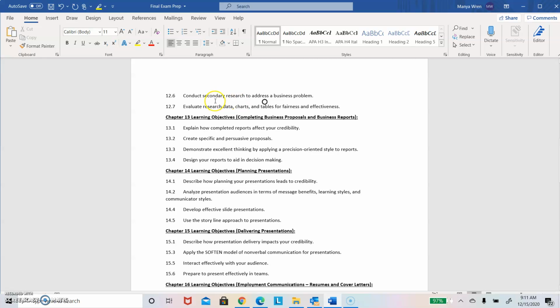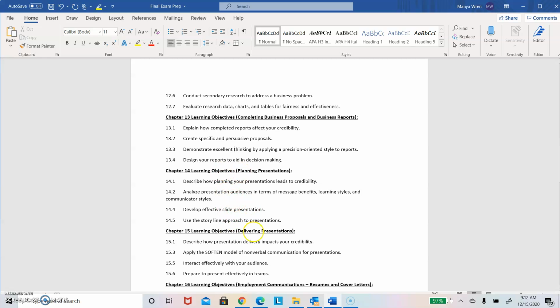Chapter 13, completing reports. This is completing business proposals and actual reports, things like executive summaries or memo reports, those types of reports. So persuasive proposals. You will be looking at outcomes 13.1, 13.2, 13.3, and 13.4. Okay, so peruse those.